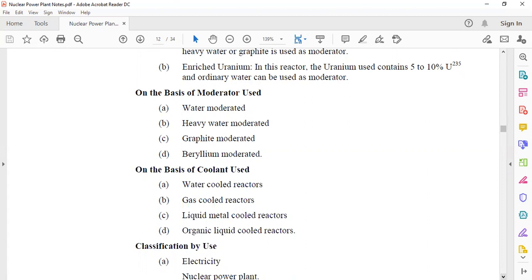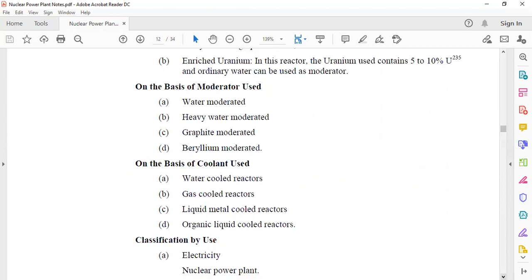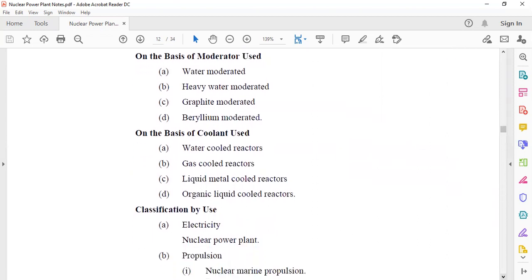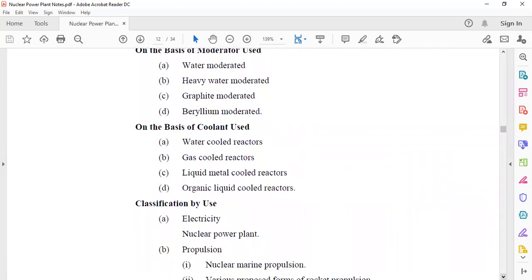The next basis of classification is the coolant used. In some reactors, water is used as a coolant. Then gas is also used as a coolant. Then liquid metal and organic liquids are also used as a coolant. The main function or main use of the coolant is to transfer or exchange the heat from the nuclear reactor to the steam generator.